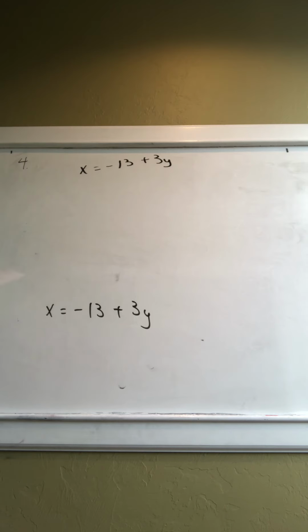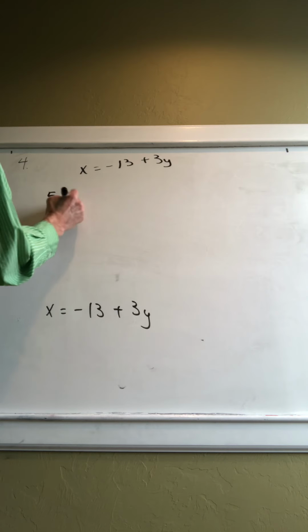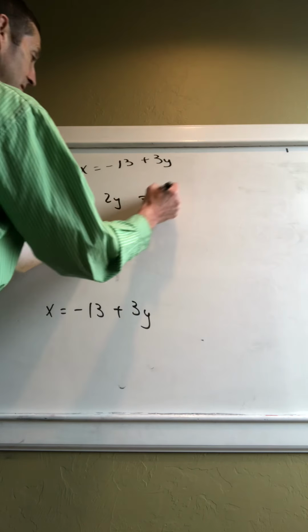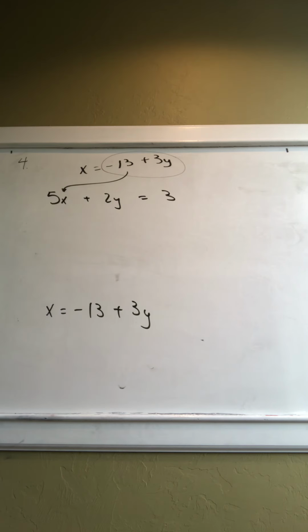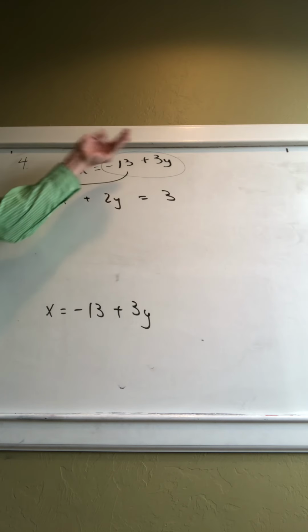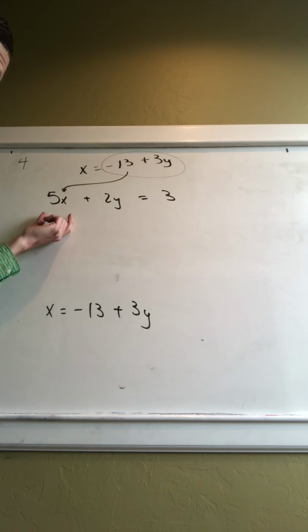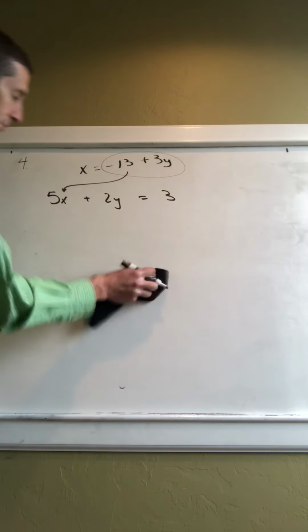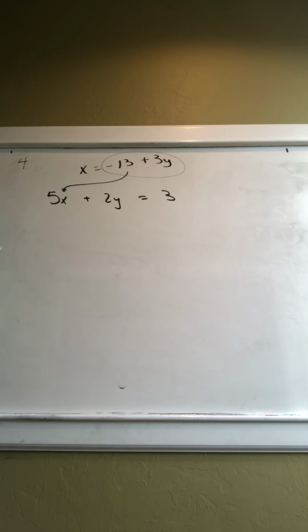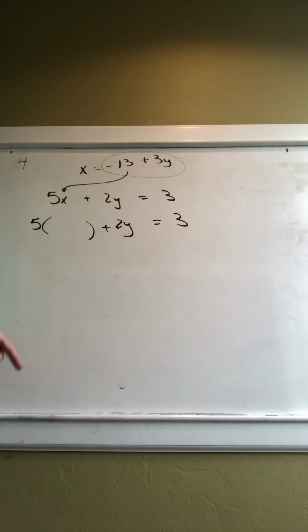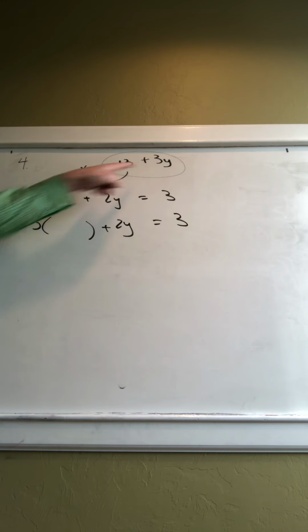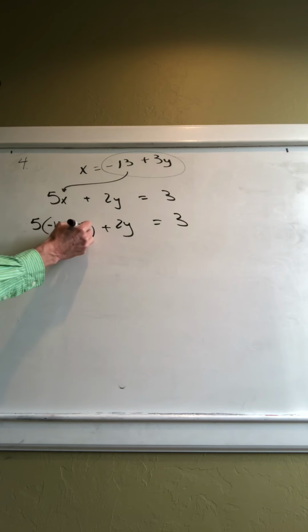Now we got to substitute in the bottom equation. So we have solved for this x, we've got it all set up, we're going to substitute into our other equation, see if we can get our first answer. So here we go, 5. We're dropping it in, this is negative 13 plus 3y, negative 13 plus 3y. We've got it in there.